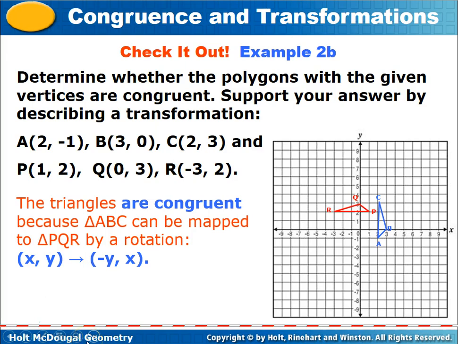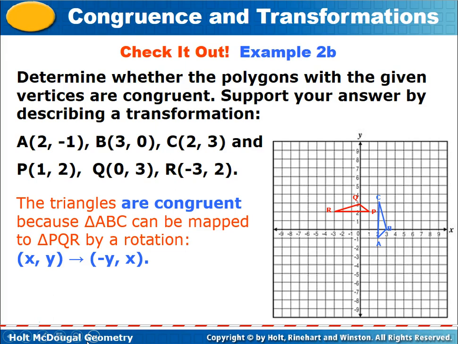When I plotted PQR and ABC, when I look at these, they look to me, because I look at AC and I look at PR, and AC was vertical and PR is horizontal. So I'm thinking this is a rotation.